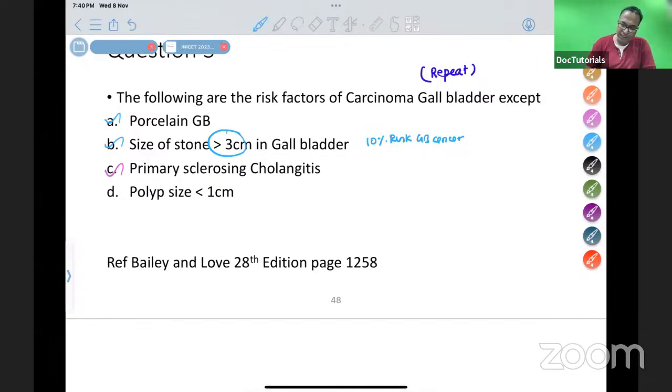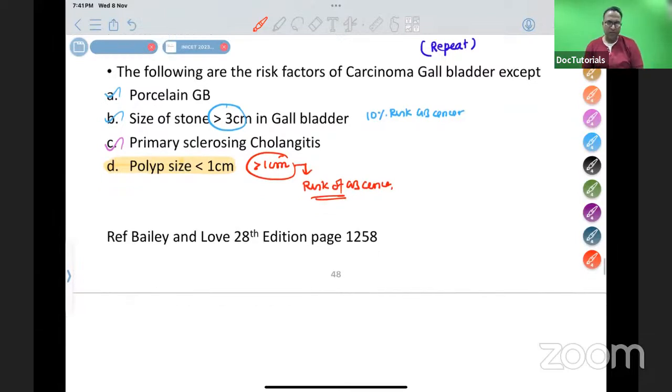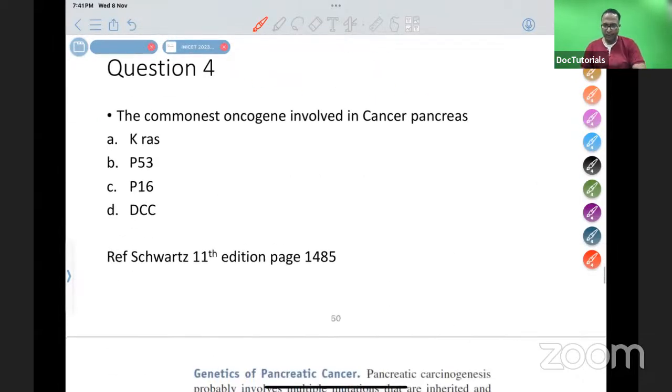Primary sclerosing cholangitis, and polyp size less than 1 centimeter is wrong. So when the polyp size is more than 1 centimeter, it is a risk of gallbladder cancer. So risk of GB cancer is more with polyp size more than 1 centimeter, not less than 1 centimeter. It's a straightforward repeat question. So no need of discussion in that question.